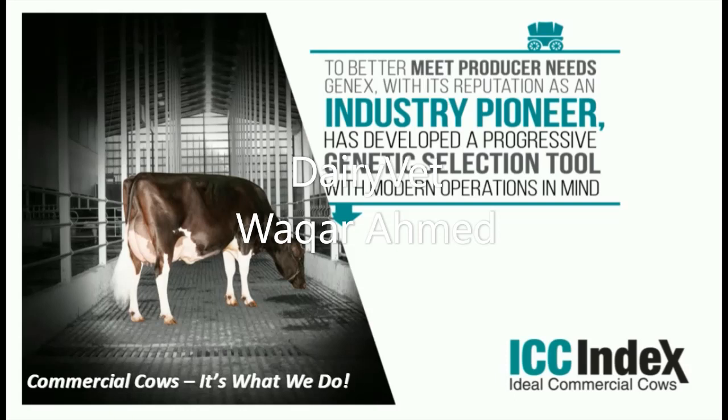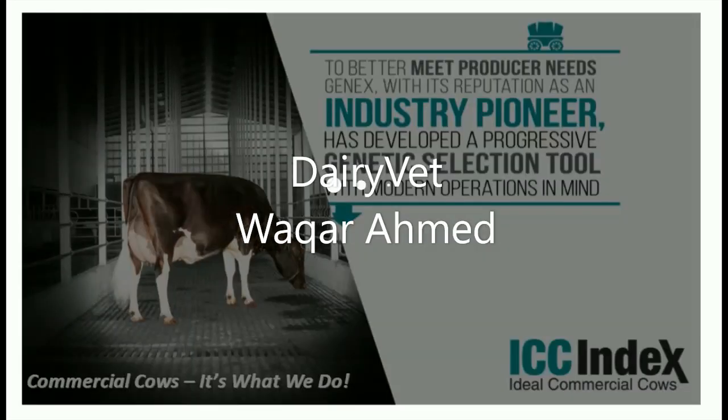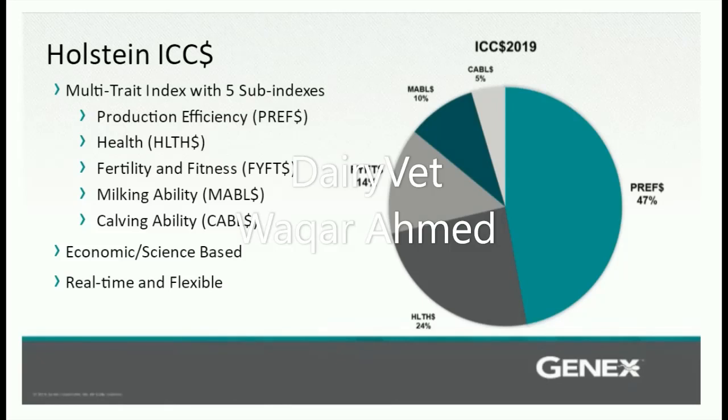The premise for both indexes is the same. The total value of the ICC index is calculated through subindexes. The Holstein ICC is calculated off of 5 subindexes, and the Jersey ICC is calculated off of 3. The 5 subindexes that make up Holstein ICC are production efficiency, which is 47%, health, 24%, fertility and fitness, 14%, milking ability, 10%, and calving ability, 5%.